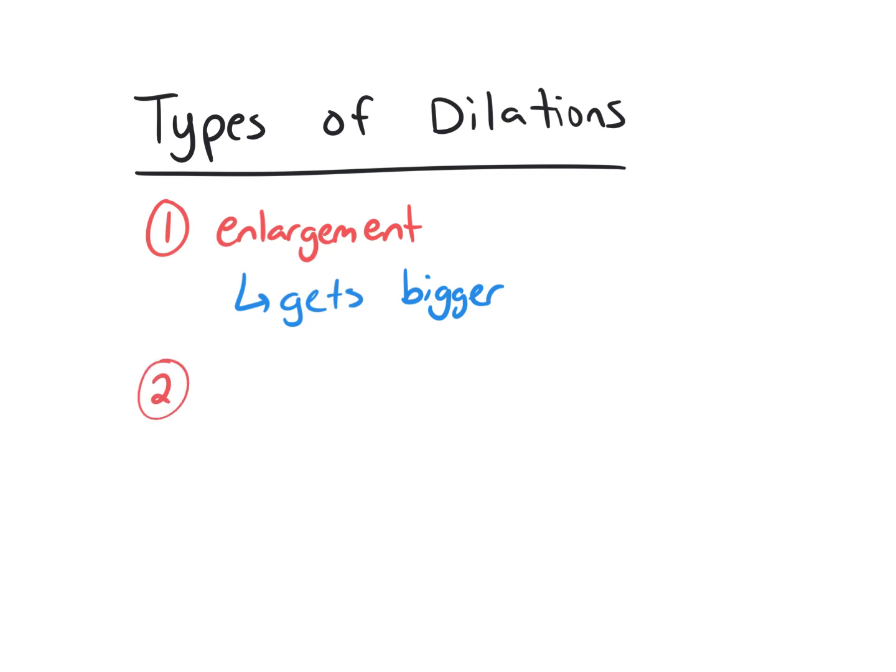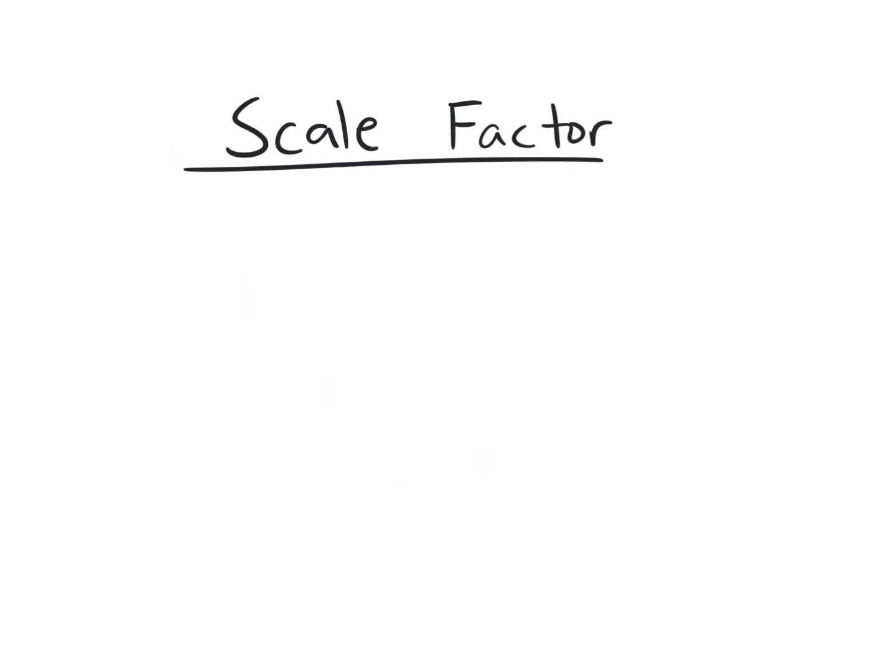What's the other option other than getting bigger? It gets smaller, it shrinks. What's a word for getting smaller other than shrink? Starts with an R. Reduce in size, it's called a reduction. Reduction means gets smaller. So we're going to be dealing with those two types of dilations: an enlargement, getting bigger, and a reduction, getting smaller.